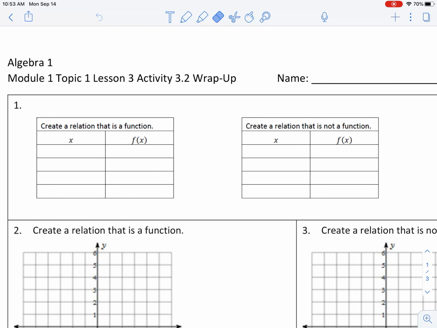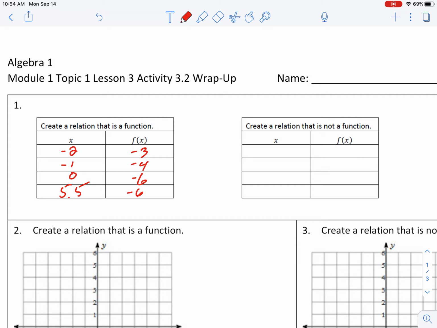Okay, so question 1, let's write a function and a table. Just make sure in the domain nothing is repeating. So let's go with -2, -1, 0, 5.5. Who really cares? Then for the range, the output, again, it really doesn't matter because in the domain there's nothing repeated. So we could have something like this.